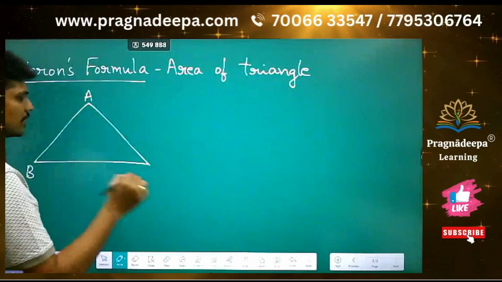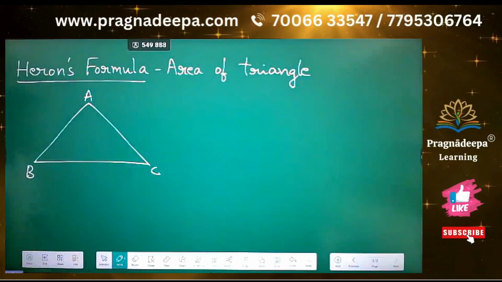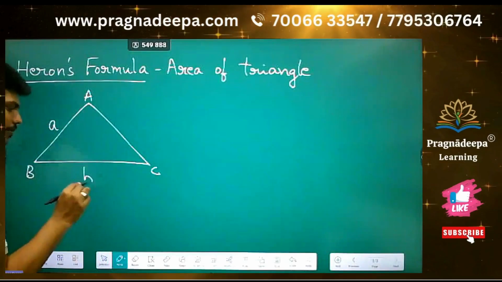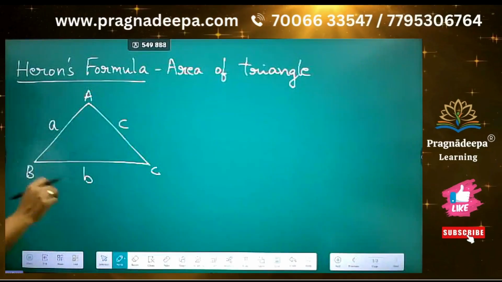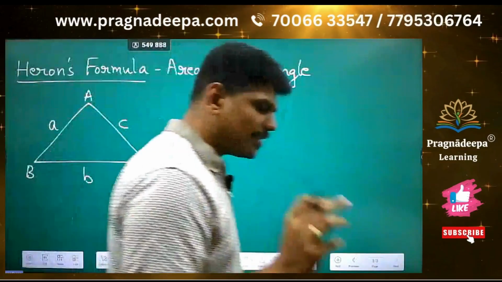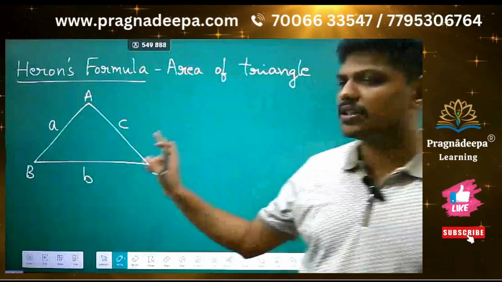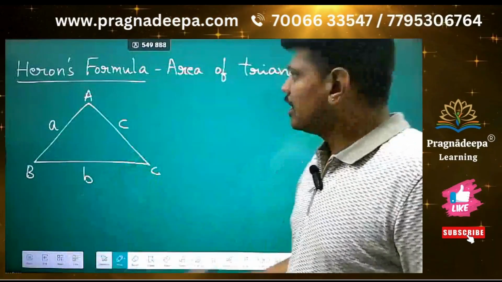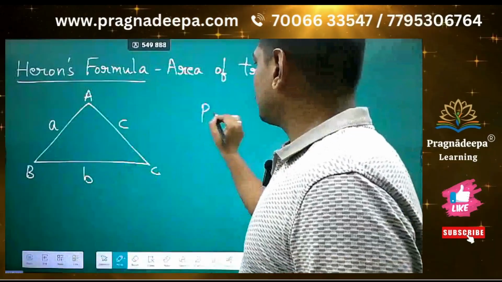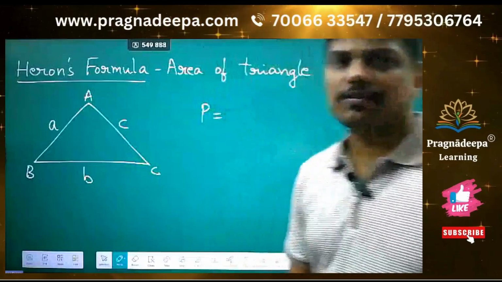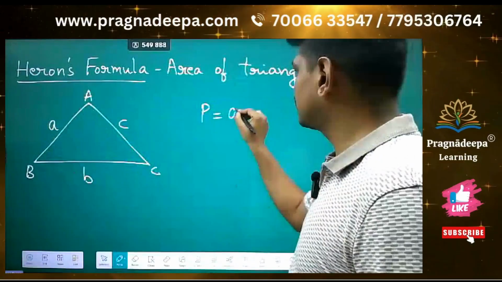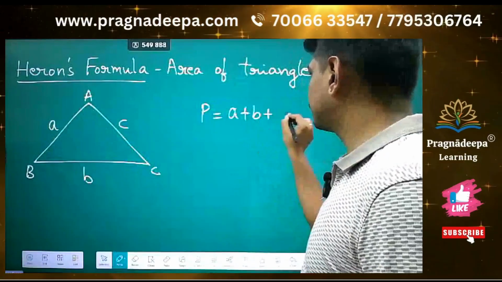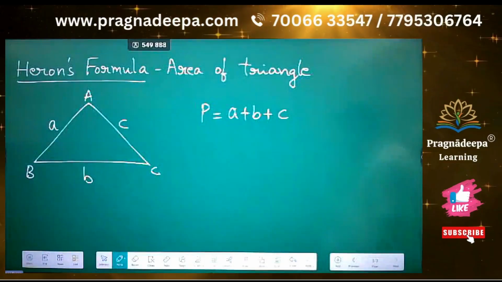What are the three sides? A, B, C. Usually conventionally we call this side as small letter a, BC as small letter b and AC as small letter c. You can write it however you like, that doesn't matter. Totally the three sides of the triangle are considered as small letter a, small letter b and small letter c. First and foremost, you have to find the perimeter of this triangle. Perimeter andre eno? The boundary, that is the sum of all the sides. What is the sum of all the sides? a plus b plus c gives the perimeter, capital letter P.